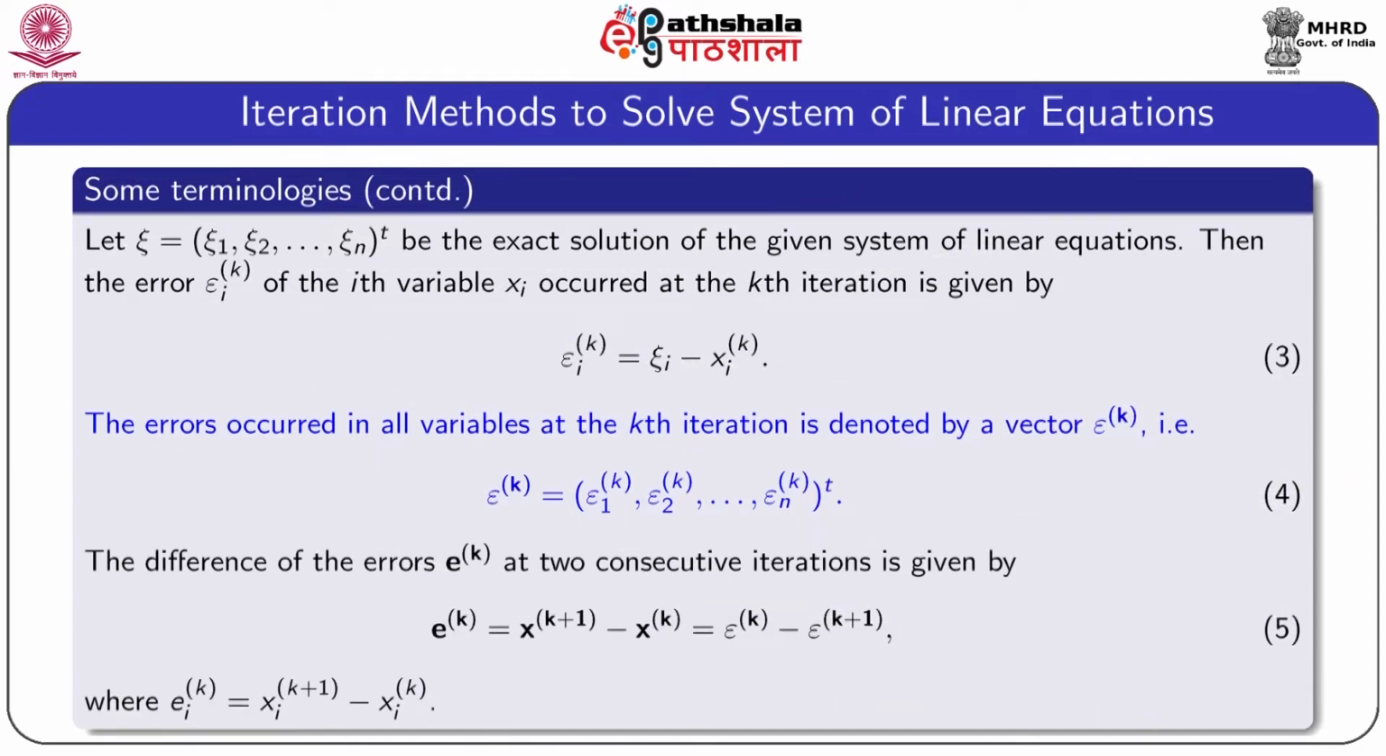The difference of the errors at two consecutive iterations is given by the error vector e^k, equal to the kth iteration vector x minus the (k+1)th iteration vector x, which is equal to epsilon^k minus epsilon^(k+1).